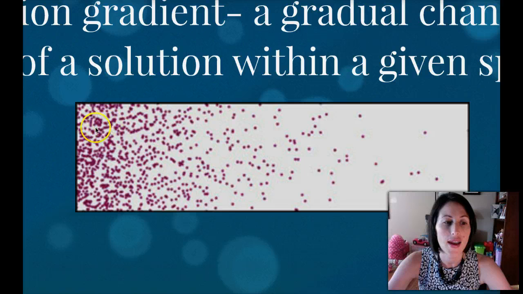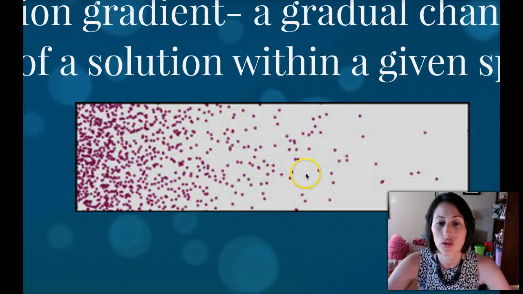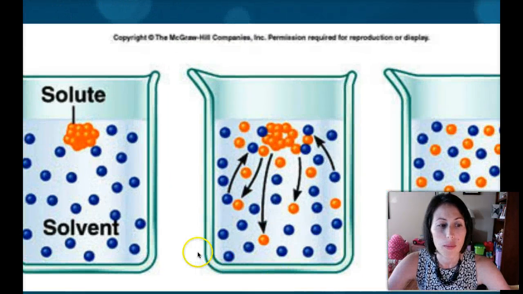So we have a high concentration of molecules, those little red dots on this side, and gradually moves to a very low concentration where there's hardly any little red dots on this side, okay? So here is high concentration, and it is a gradual or gradient change to get to low concentration, okay? So when we're talking about concentration gradient, I like this picture.